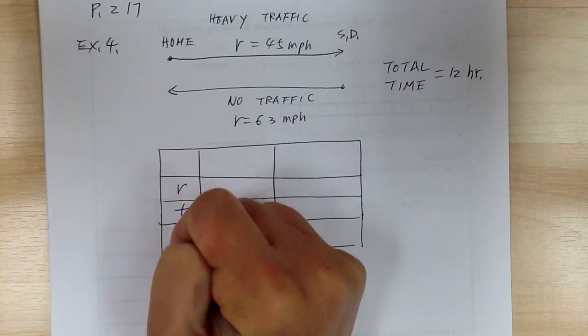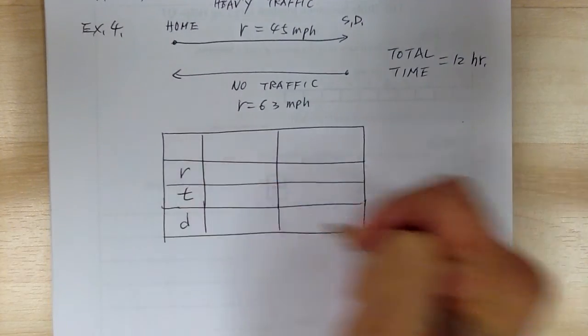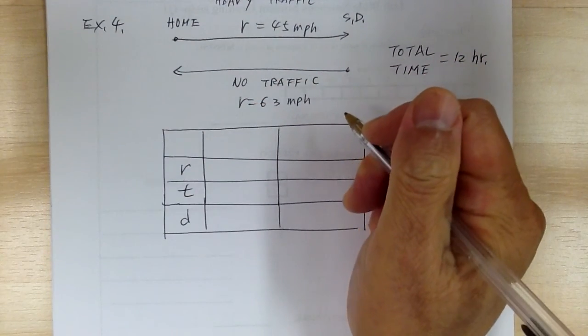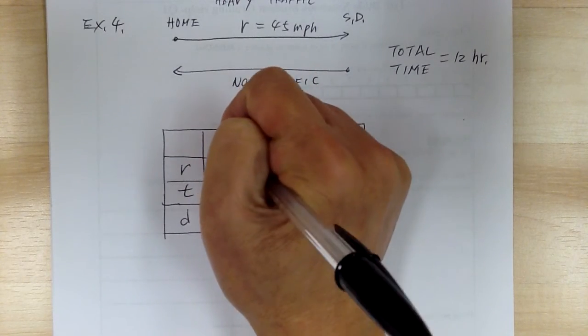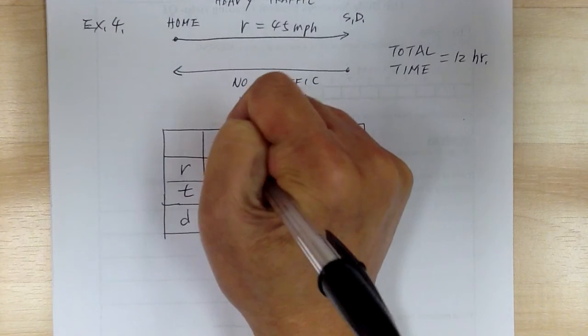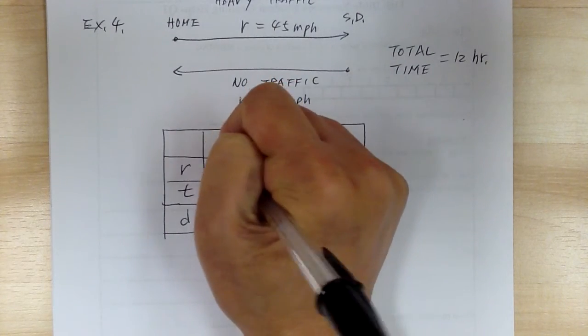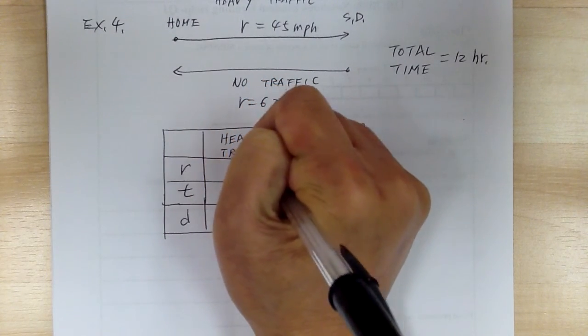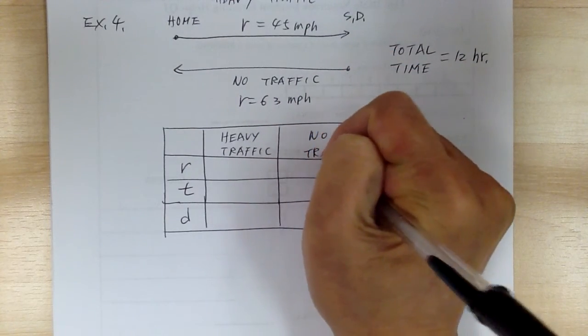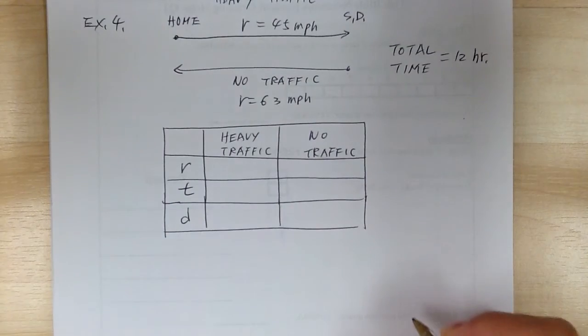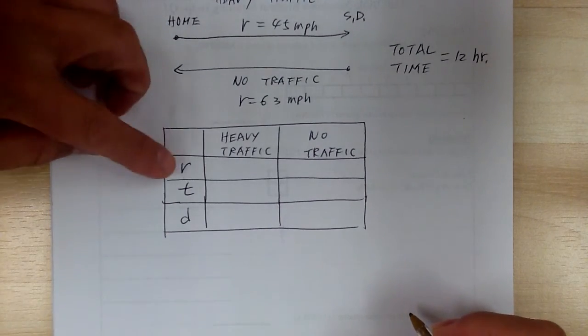R times time equal to distance. So this is, I'm going to use heavy traffic. And this one has no traffic. Okay, so let's walk it through.